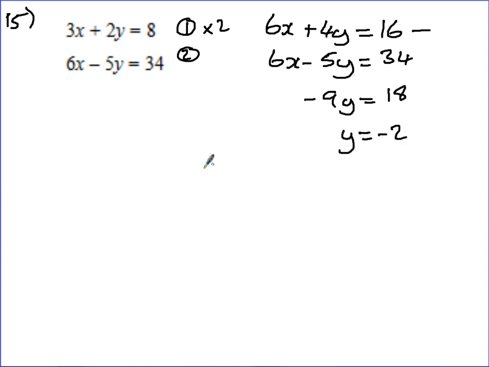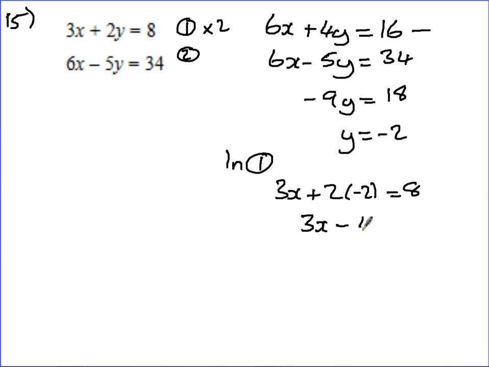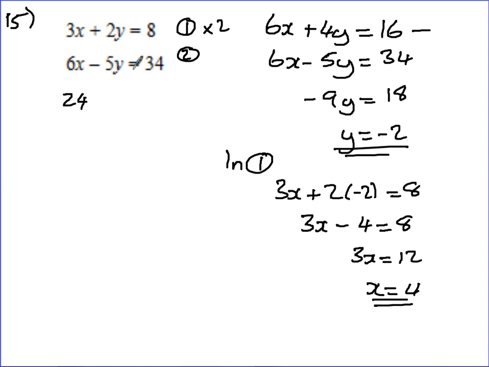Put that then back into one of the equations. So I'm going to put that into equation 1. So that then tells us that 3x plus 2 lots of minus 2 equals 8. So that's 3x minus 4 equals 8. Add the 4 on. 3x equals 12. So x is then 4. You can test this by putting it in the second one. So 6 lots of 4 is 24. And you've taken away 5 lots of minus 2. So taking away minus 10 actually is a plus 10, which gives you 34. So therefore these two answers are correct.